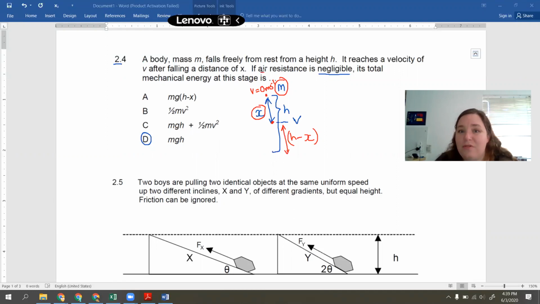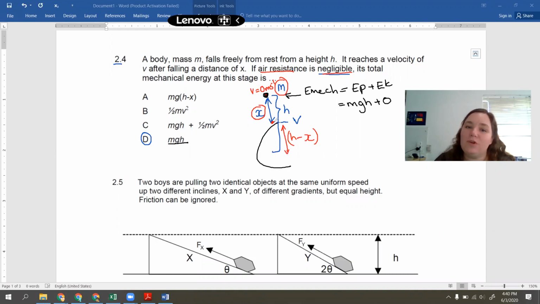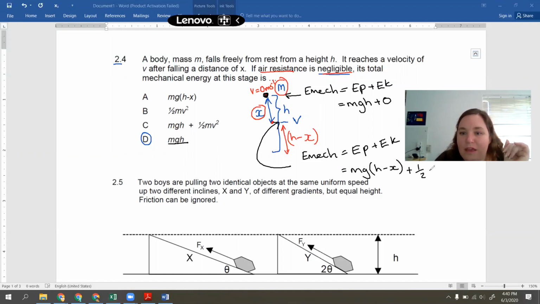So what I did was I said, if the air resistance is negligible, then the mechanical energy is the same at every single point. So if I work out the mechanical energy at the highest point, my mechanical energy will be the sum of my potential plus my kinetic, which will be equal to mgh plus zero. So I know that at this point, the mechanical energy is mgh. As it falls, because there is no external force, the mechanical energy remains the same, which means it is this value. If I wanted to try and be fancy and work out what it was here, I'm going to show you that it's none of the other answers as well. Because here my mechanical energy would be equal to EP plus EK. My potential energy would be mg times (h minus x), and my kinetic energy would be a half mv squared.